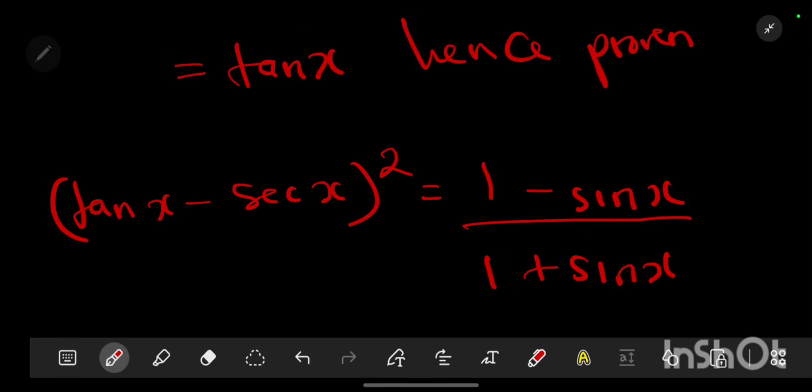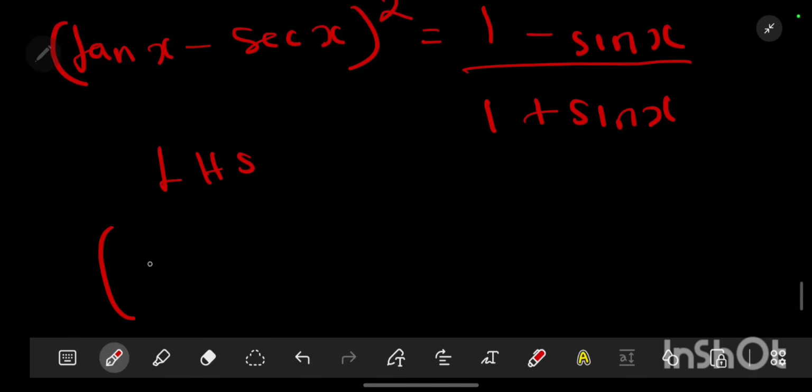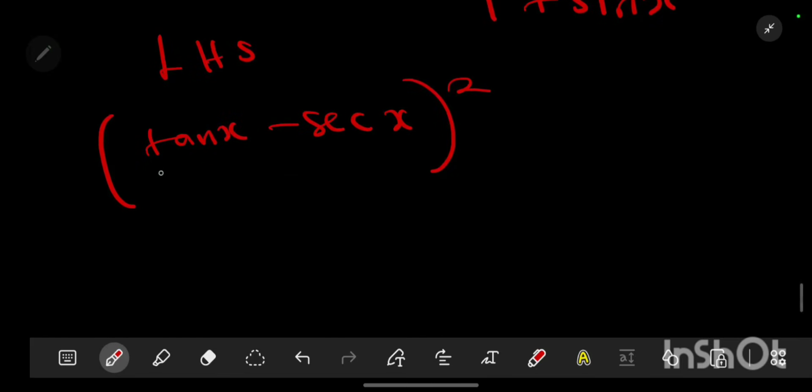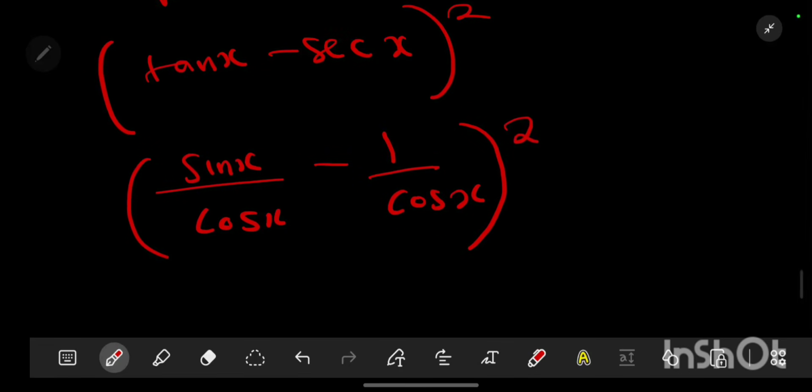Let's say we have this one. Again, let's pick the left hand side. Picking the left hand side, we have tan of x minus sec of x, then squared, like that. Tan is the same as sine of x over the cos of x, minus sec, which is the same as 1 over the cos of x, like that. Then we square.